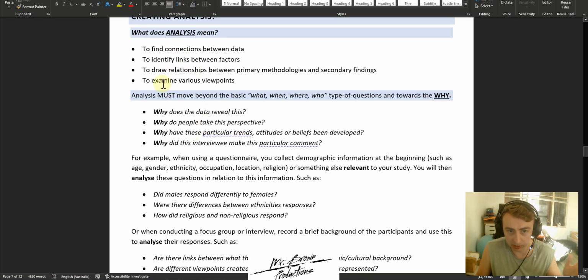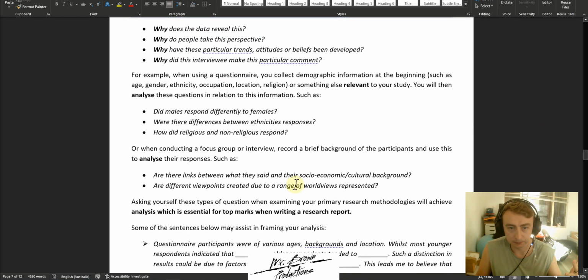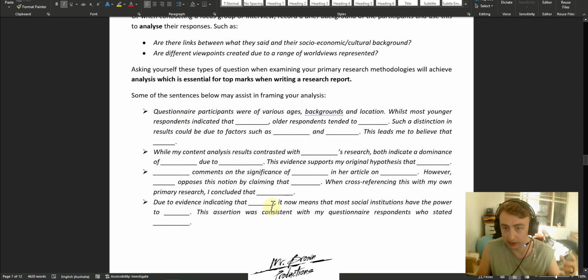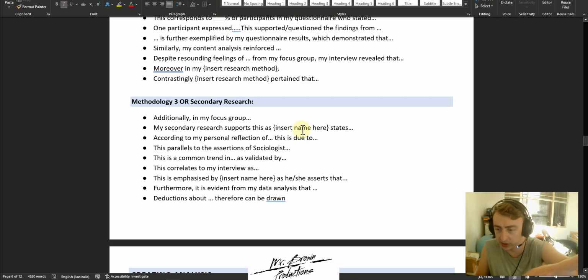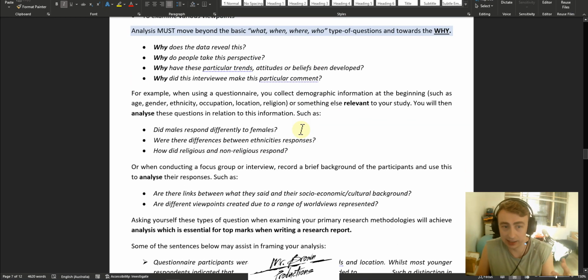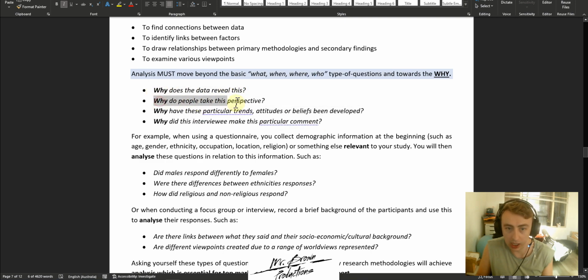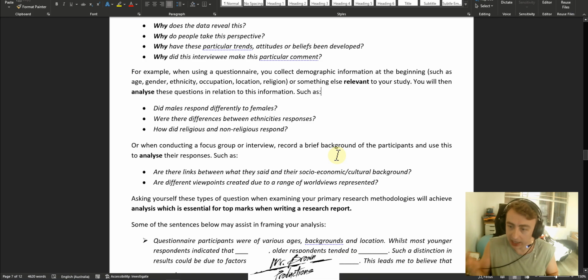So here I've broken down a bit more of what analysis looks like, but the main thing are the sentence starters that might assist you in framing your analysis. So let's say you've done all your data and you've synthesized it, you now need to analyze it. So again, you're looking for the why behind things. Why does the data reveal this? Why do people take this perspective? Why have these particular trends, attitudes, or beliefs about Disney princesses and females in general been developed? Why did this interviewee make this particular comment? So you want to unpack all those ideas into your analysis, okay?